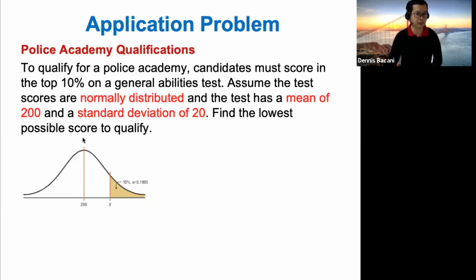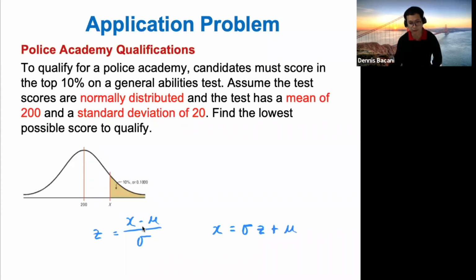Since you're looking for the lowest score here, you're looking for the value of your random variable x. It's not the standard random variable z. So how do we find this x value here? If you know the area to the right of this x value, we solve this for x and we'll get x equal to sigma z plus mu. You solve for x in this equation and you'll get this one.